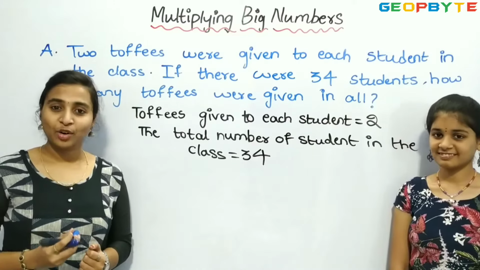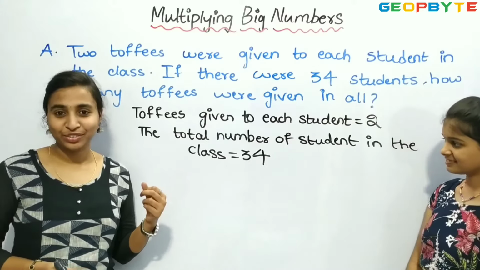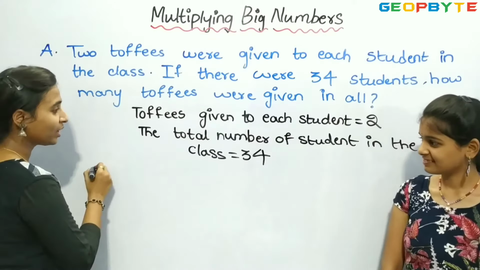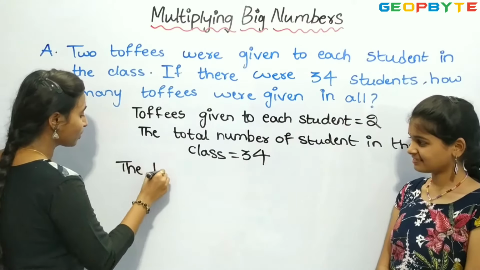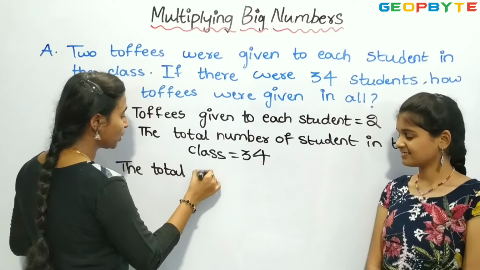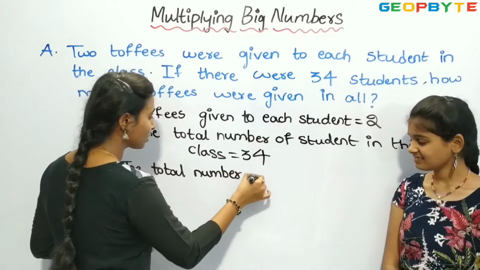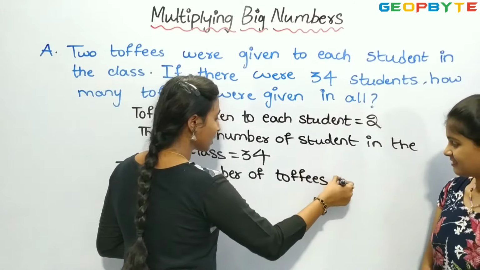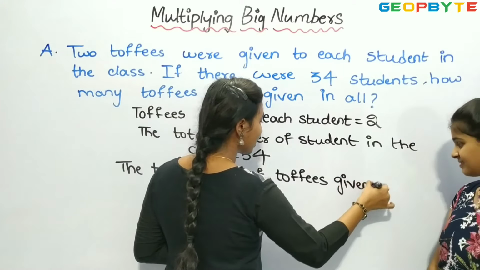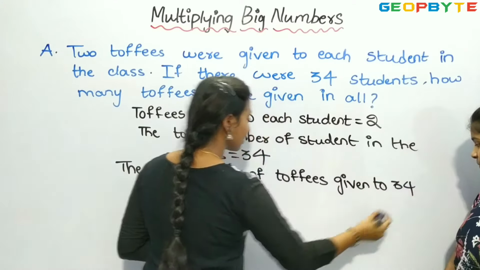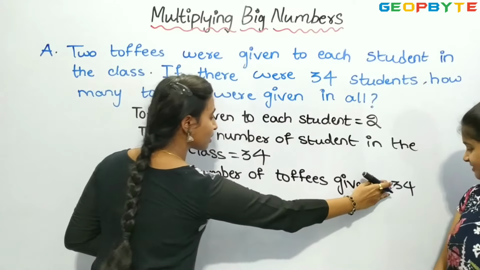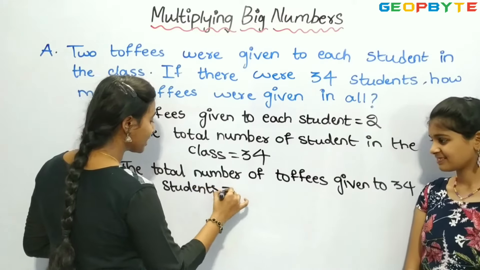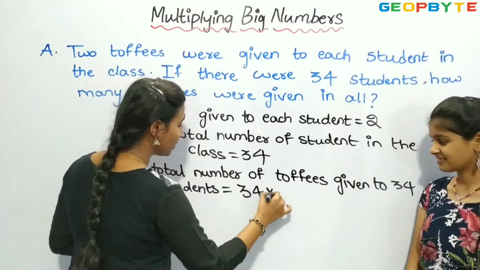So, to find out how many toffees were given to all the 34 students, we need to multiply 34 and 2. The total number of toffees given to 34 students is equal to 34 into 2.